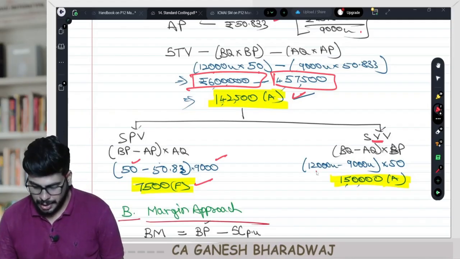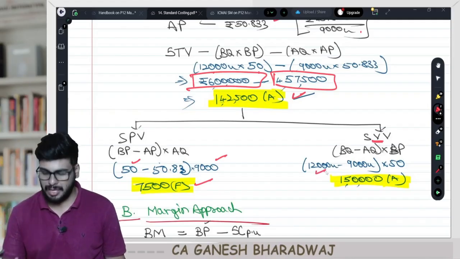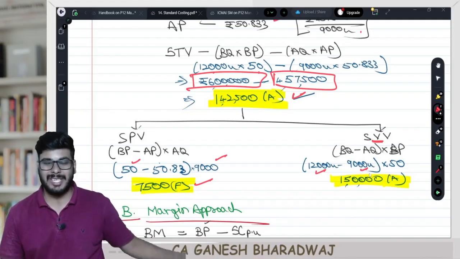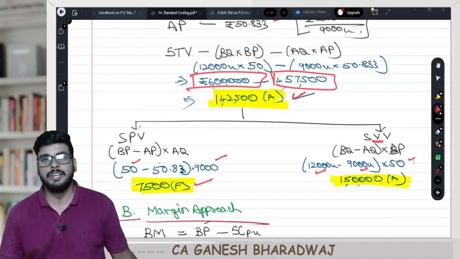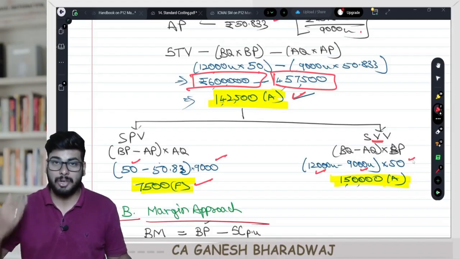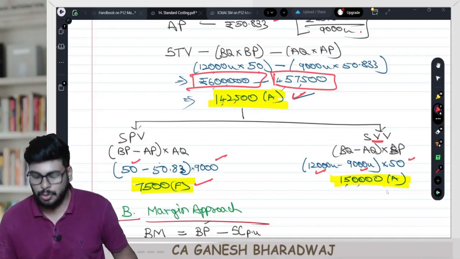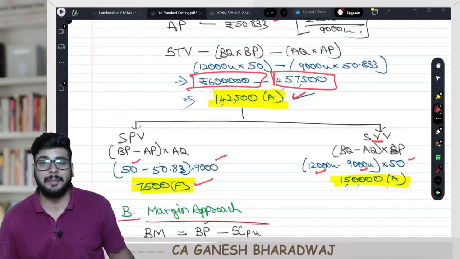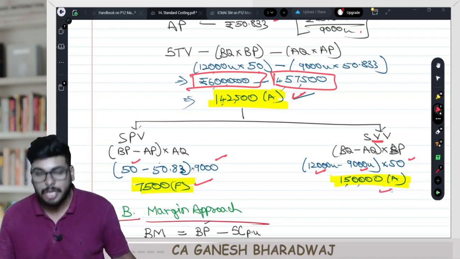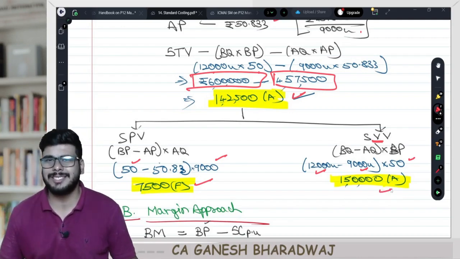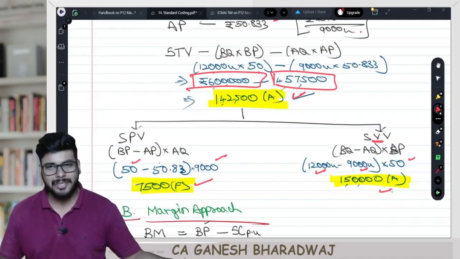Whereas the issue happened only on the volume side. The budgeted quantity, I planned to sell 12,000, but I was able to sell only 9,000 units. I sold 3,000 units less, and every unit I planned to sell at how much? 50 rupees selling price. So because of the drop in volume, I sold how many units less? The entire value of sales that got dropped because of my volume was how much? 1,50,000 adverse. As simple as that. Clear with this, guys? That is all it is.